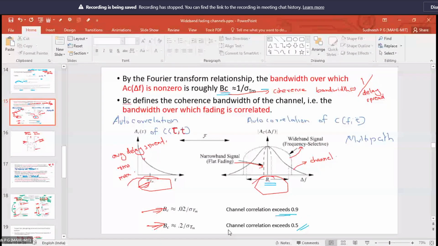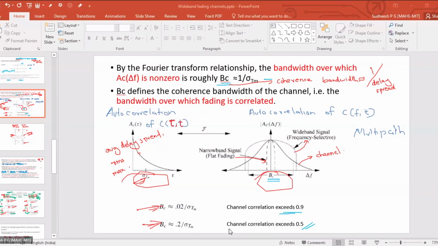Yes, I didn't explain that because there are two different kinds of situation. That is, the channel correlation can be 0.9 or channel correlation can be 0.5. So there are multiple situations that arise depending on the correlation. Depending on correlation, we can have different equations for calculation of coherence bandwidth. To explain that, I may have to spend some 30 minutes or something. That's why I didn't spend much time.